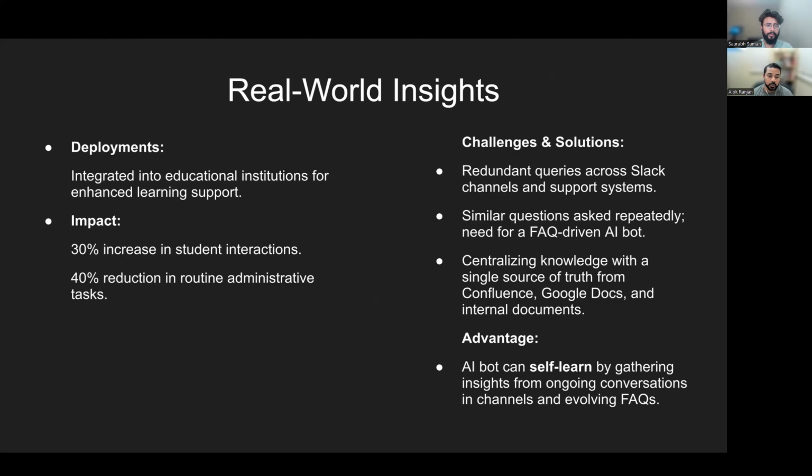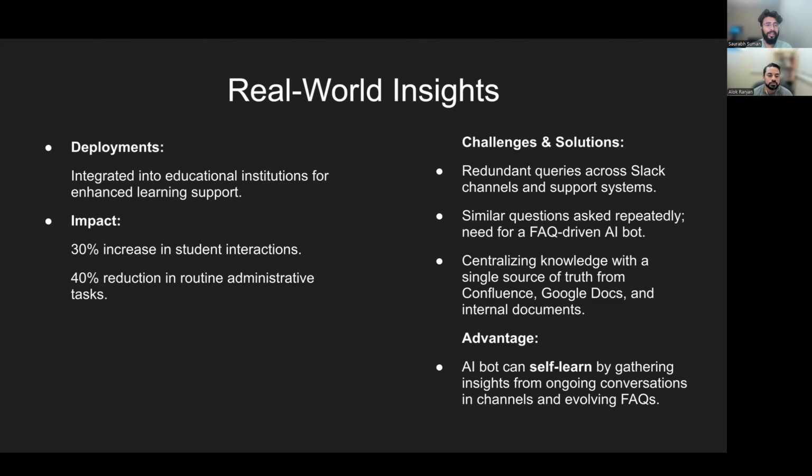The real breakthrough came when the bot started to self-learn. As it gathered insights from conversations, it refined its responses, much like how the AI tutor improves through feedback loops. Over time, it adapted to new processes and provided accurate answers without requiring manual updates.